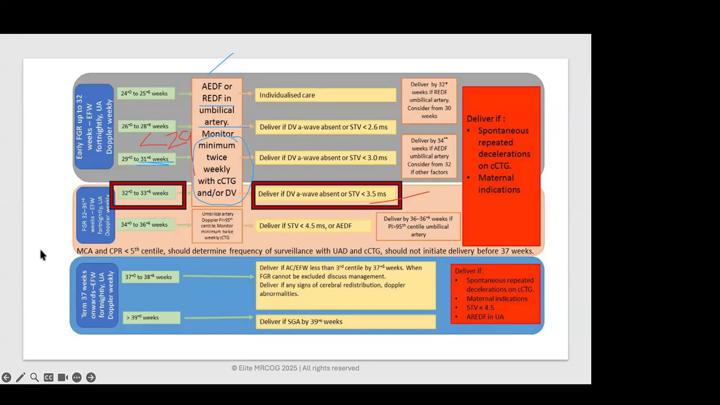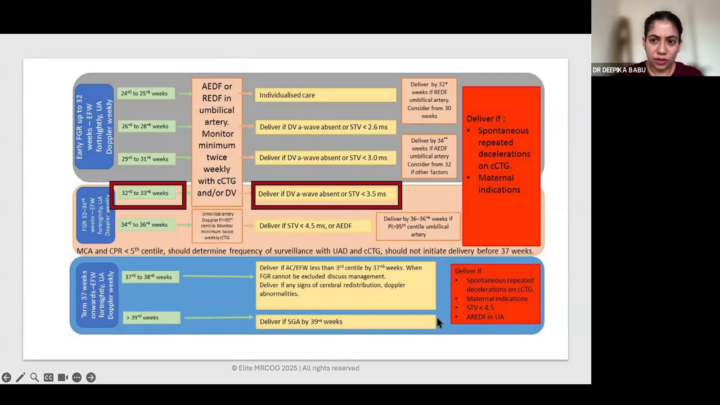Why did we do a computerized CTG when there was no absent or reversed end diastolic flow? Computerized CTG is by default, dear. You cannot send her without doing a computerized CTG because that is what is telling us. It's important that both should be normal before we send her, because that is what is telling us whether the baby is in chronic hypoxia or not. Computerized CTG is the ultimate thing for us.